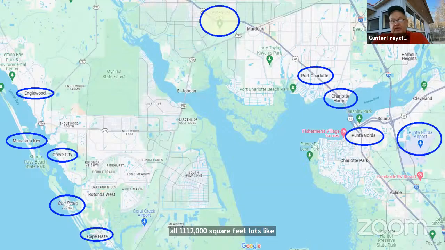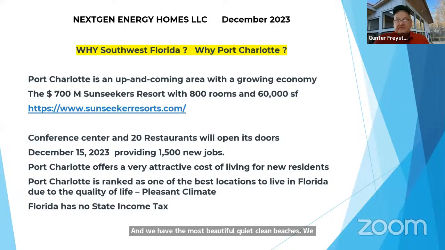And the other beauty is the coast. From our area, we drive 20 or 30 minutes, and we have the most beautiful, quiet, clean beaches. We have no crime. We have barrier islands, and it's just great, the lifestyle. Why Port Charlotte? These are a few of the reasons I mentioned to you already.